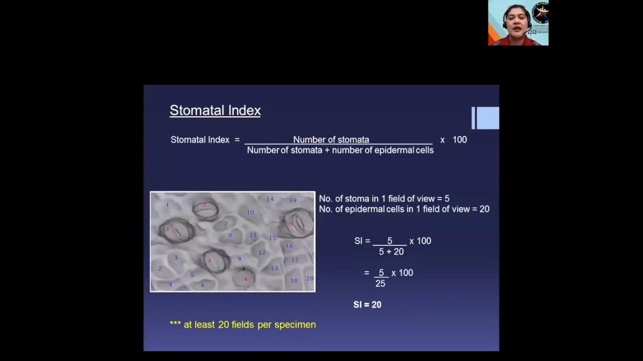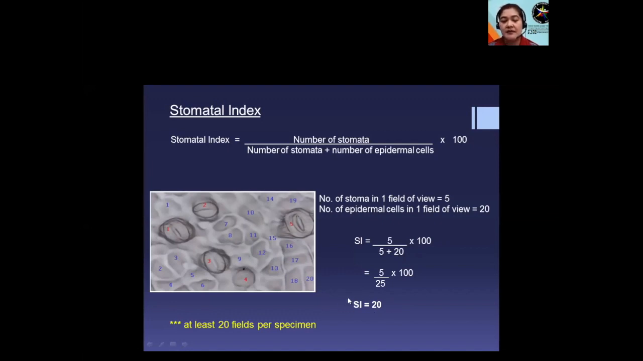Okay? Next, we have stomatal index. Dito, you're not just going to count the number of stomata, but you're also going to count the number of epidermal cells. So, number of stomata over number of stomata plus number of epidermal cells times 100. So, ang stomata natin is 5, 1, 2, 3, 4, 5. And then we have the epidermal cells to be 20. Okay? So that is 5 over 5 plus 20 times 100. We come up with an index of 20.